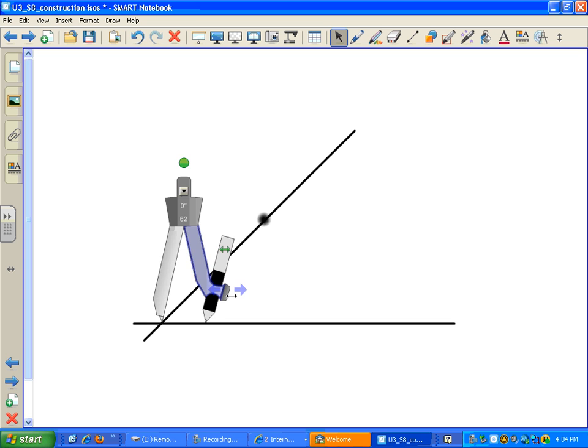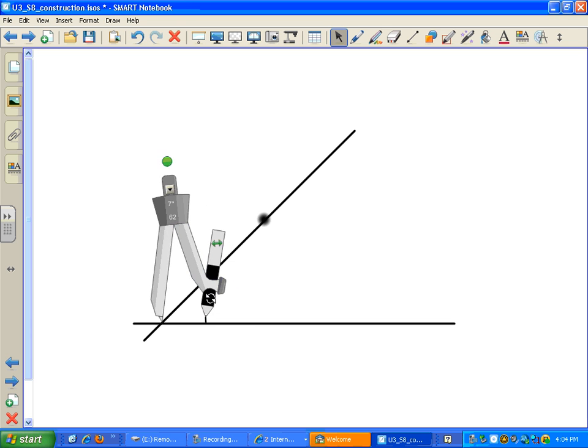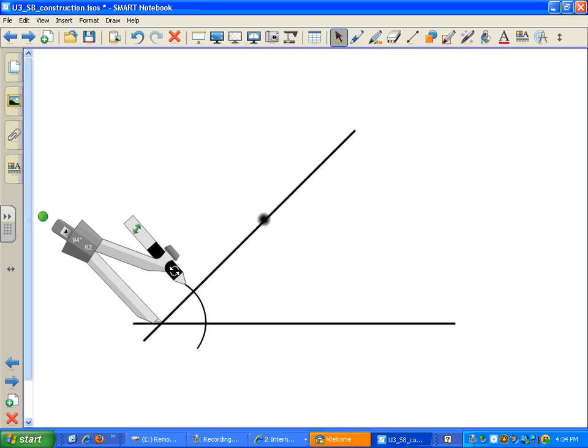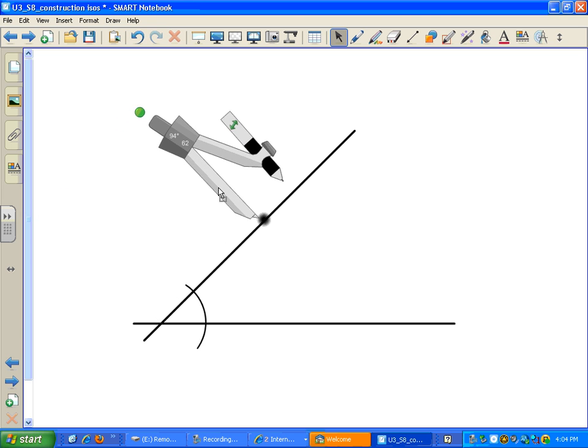Okay, and I'm going to extend it out here, and I'm going to draw a curve just like so. We've already learned how to construct these parallel lines, so this hopefully is a review. I'm not going to change my measurement, and I'm going to take my compass up to the first point that I drew, and draw another curve.